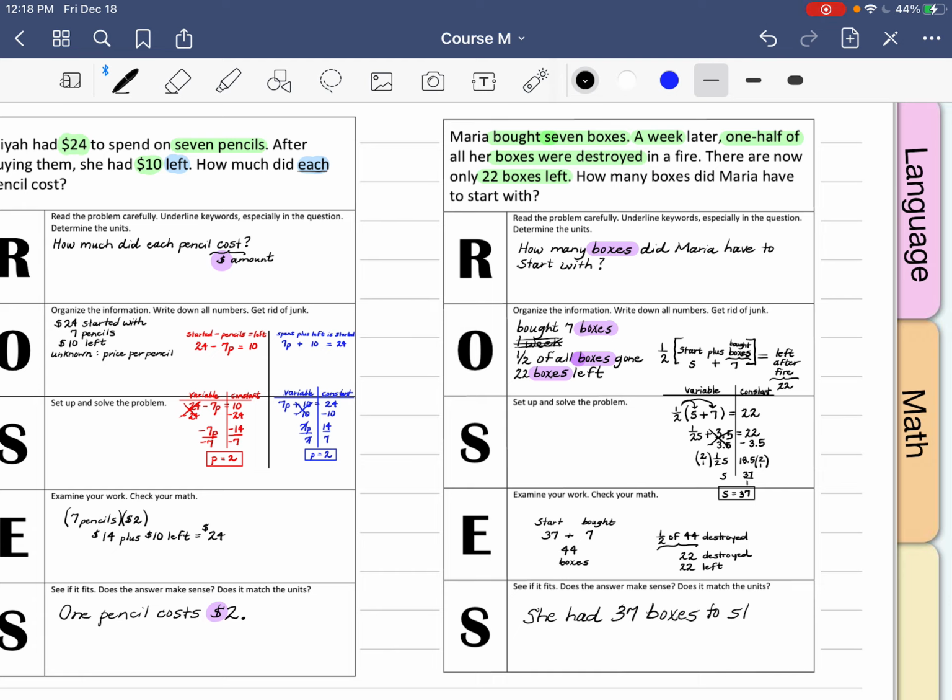This can make your head hurt. This is more than just solving equations. This is actually very, very complicated.